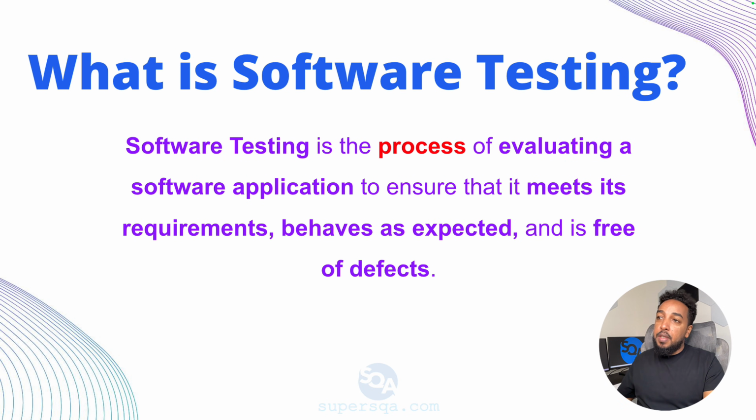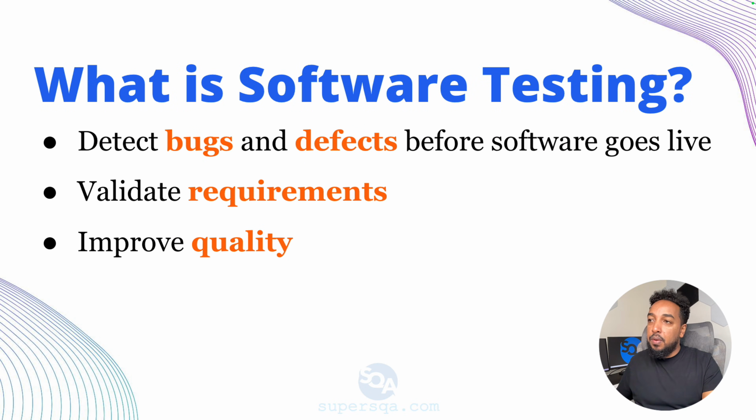So what is software testing? This is kind of like an official definition. Software testing is the process of evaluating software applications to ensure that it meets its requirements, behaves as expected, and is free of defects. So making sure it works, it looks the way it's supposed to look, and it acts the way it's supposed to act. Just making sure the quality of the software.